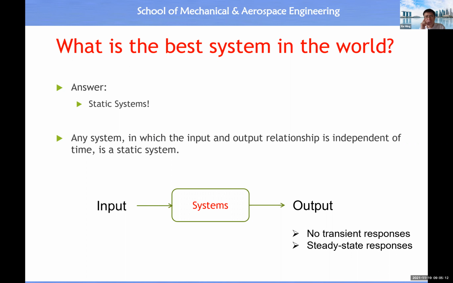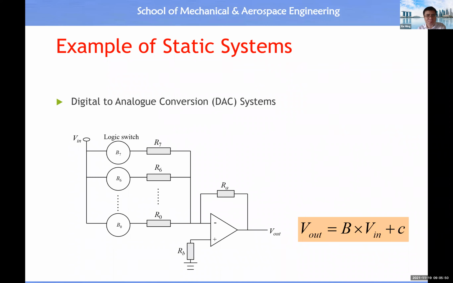Typical examples of a static system are sensors, because we do not want the sensor to take time to produce output, okay? We do not want the sensor to have its own dynamic response or transient response, all right? So this is the best system in the world. And this is the target for the designer of a control system to achieve. If you are powerful, try to make any dynamic system behave like a static system, if possible, all right? Okay, that should be your target, okay?